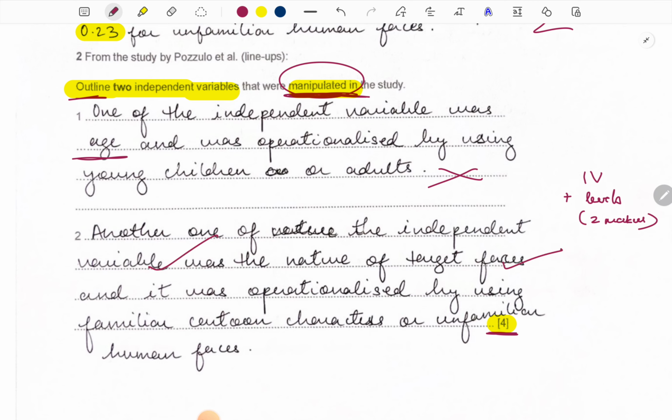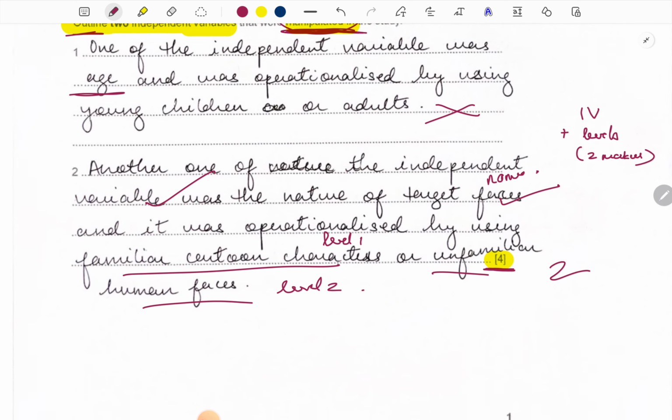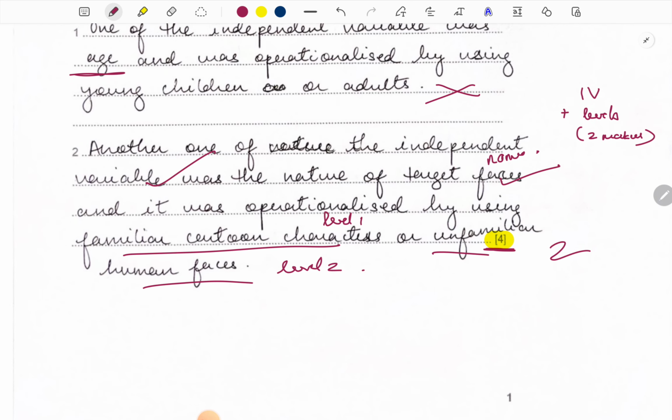Nature of target faces. Look at how she names the variable and then she specifies the levels also: familiar cartoon characters, unfamiliar human faces. This is an excellent way of writing. Had she identified the other independent variable also correctly, she would have scored really well.